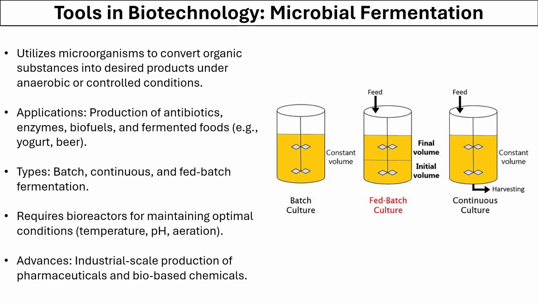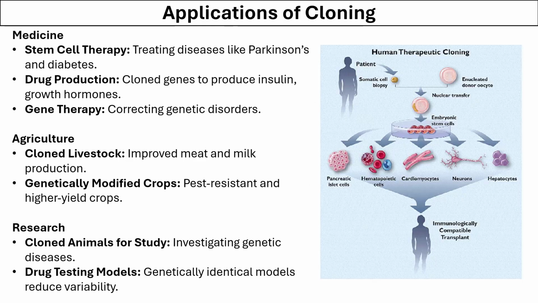Microbial fermentation is another very important biotechnology tool which utilizes microorganisms to convert organic substances into desirable products under anaerobic or controlled conditions. This technology has been used for the production of antibiotics, enzymes, biofuels, and fermented foods, for example, yogurt or beer. Industrial fermentation is performed at a very large scale, and there are several variations of this technique available. Let's look at some common applications of the cloning technique now.